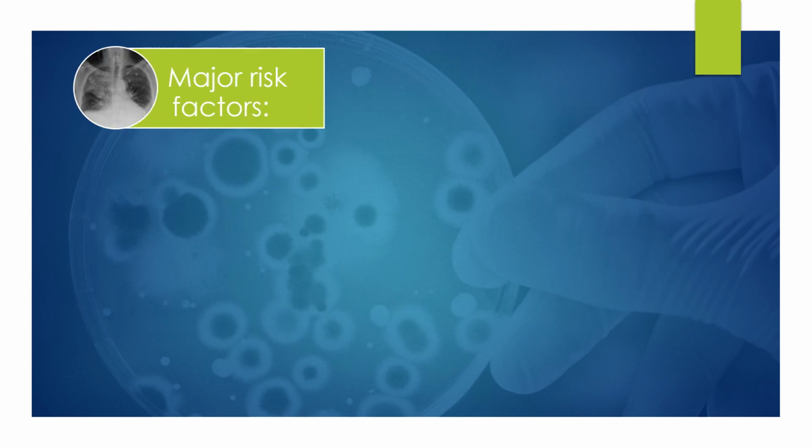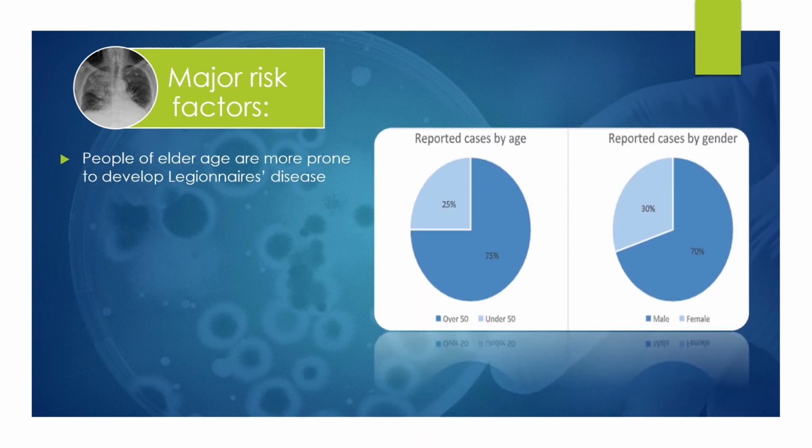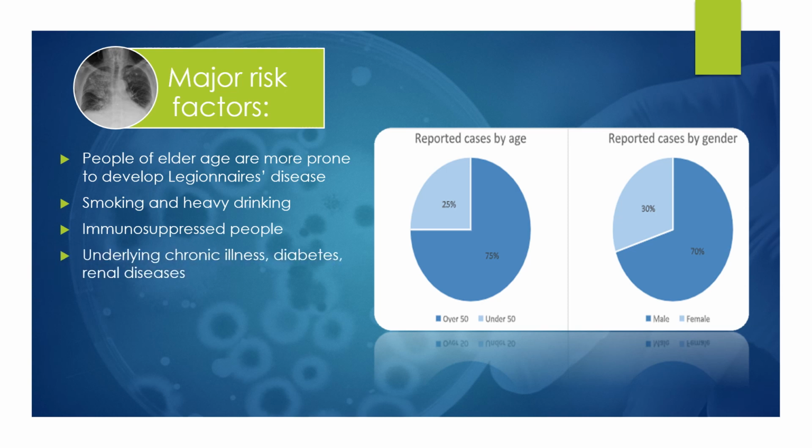There are several risk factors associated with the onset and severity of Legionnaires' disease. The most important one is old age, with 3/4 of the cases being diagnosed in people over 50 years old. Lifestyle factors play a role, such as heavy drinking and smoking. Immunosuppressed people are at an increased risk, as well as people with other underlying conditions such as diabetes and renal disease. Interestingly, men are at higher risk of developing the disease than women, with 70% of the cases diagnosed in men.